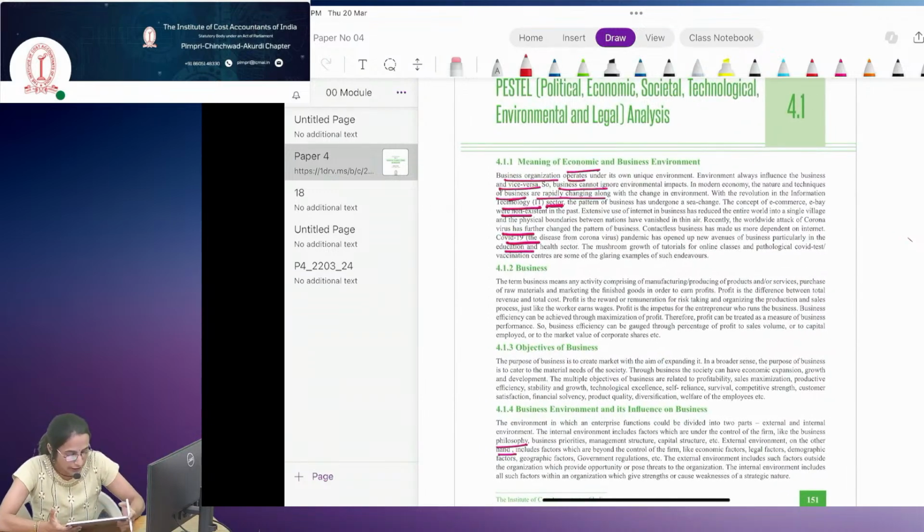Meaning of economic and business environment. Business organizations operate under their own environment. The environment always influences the business and vice versa. So the environment plays a very important role in influencing the business, and business cannot ignore environmental impacts.